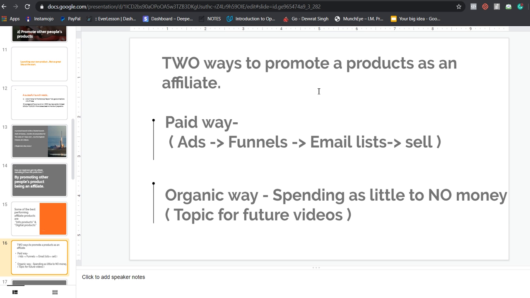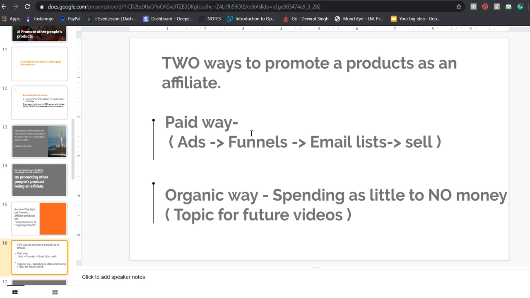To promote a product as an affiliate, first is a paid way. By paid way I mean you will spend a lot of money on ads. You will build funnels. You will create email lists. And you will try to promote to your email list and through funnels and ads.